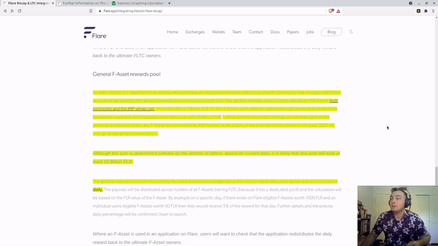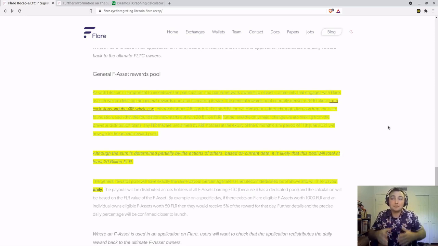Further, and the only major change we are making from the previous distribution plans, any FLR that are unclaimed by XRP holders at the expiration of the 6-month claim period of 11 June 2021 will now go to the general rewards pool. Although the sum is determined partially by the actions of others, based on current data, it is likely that this pool will total at least 20 billion FLR. And again, the general rewards pool will have exactly the same payout percentage rate as the Litecoin dedicated pool above, and will also pay out daily.